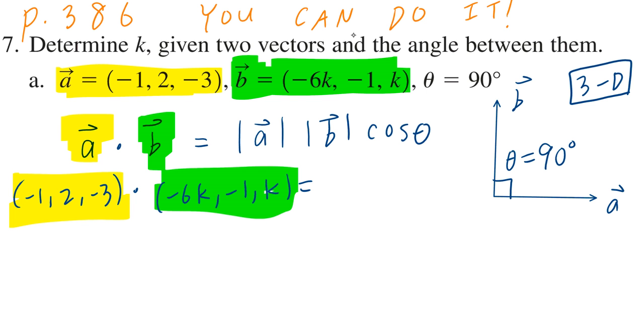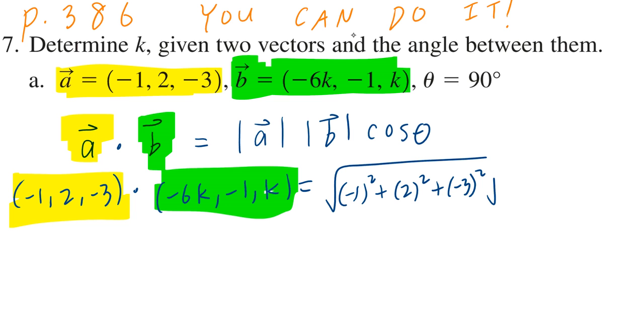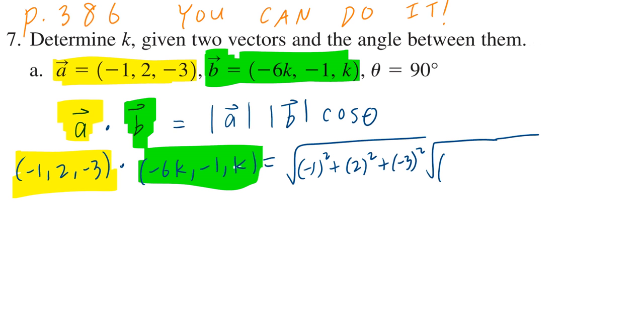A, which is the square root, and maybe I should write it like this. I'm going to erase this right now and write down the magnitude of A, which is the square root of the sum of the squares, (-1) squared plus 2 squared plus (-3) squared, times the magnitude of B, which is going to be, in brackets, let's zoom out a little bit, (-6k) squared plus (-1) squared plus k squared, times cosine 90 degrees.